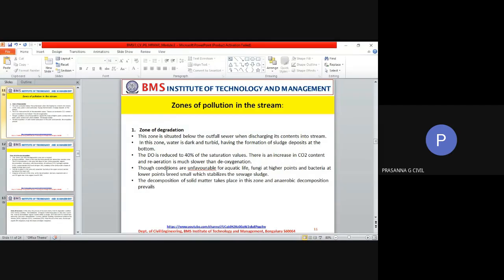Though conditions are unfavorable for aquatic life, fungi, bacteria, and the smaller species will be present there in the sewage sludge. The decomposition of solid matter takes place, and anaerobic conditions may also be there because this is a place where all the solids are going and settling down at the bottom. So there definitely the anaerobic conditions may be present.